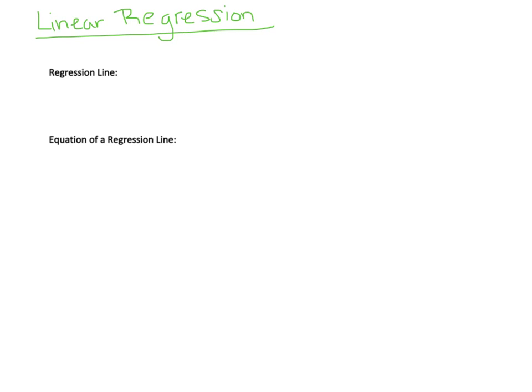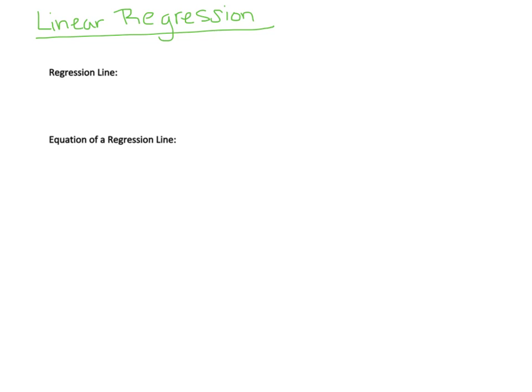So today we're going to do linear regression. And the first thing I want to talk about is a regression line. You might have guessed this based on previous lessons, but when we're working with a scatter plot, we like to predict the pattern, and we often do that by drawing a line through it.